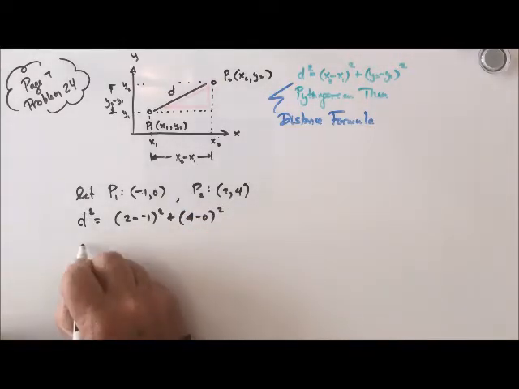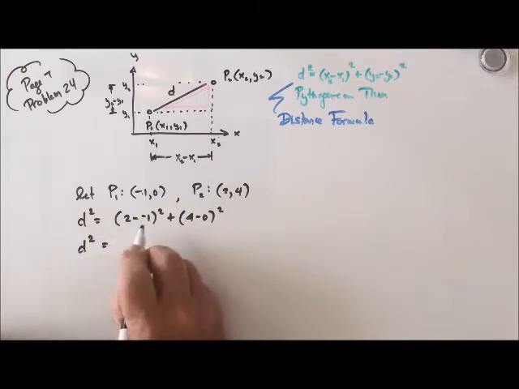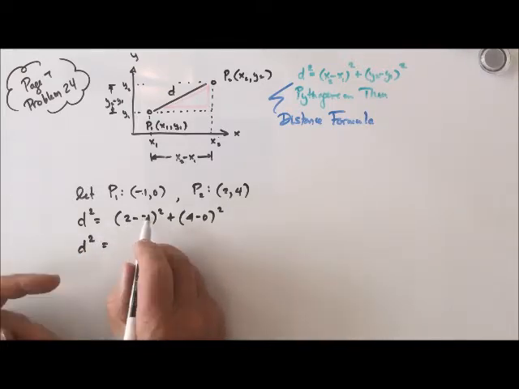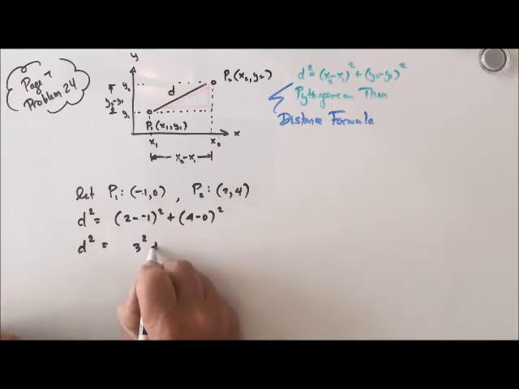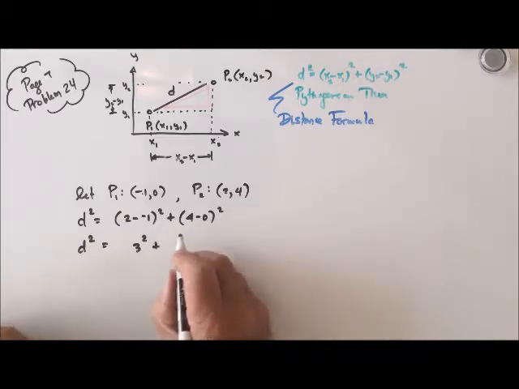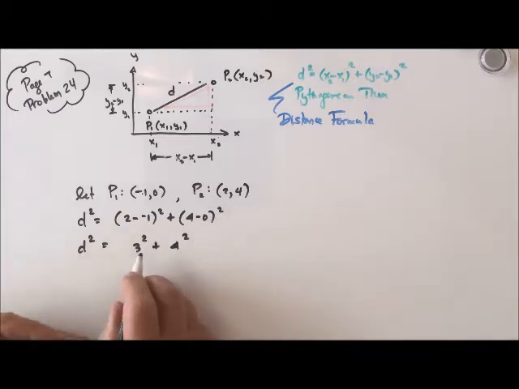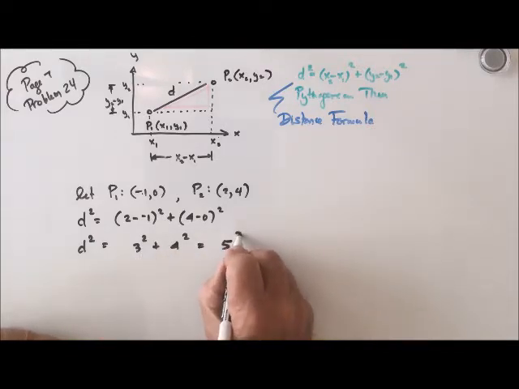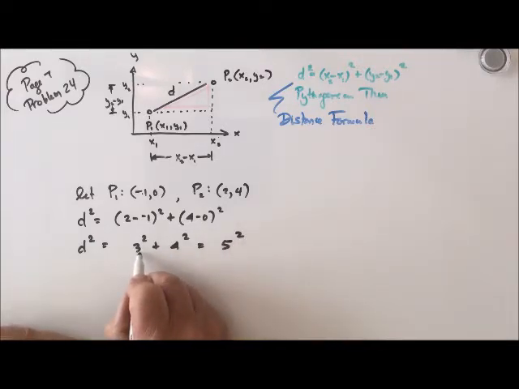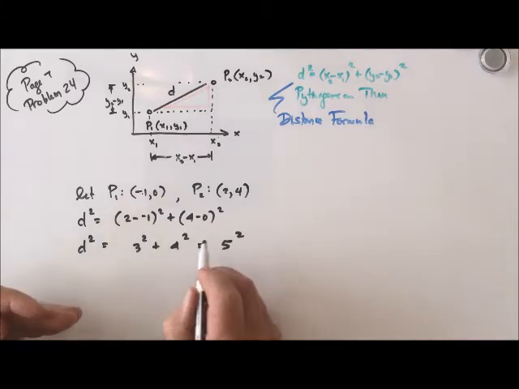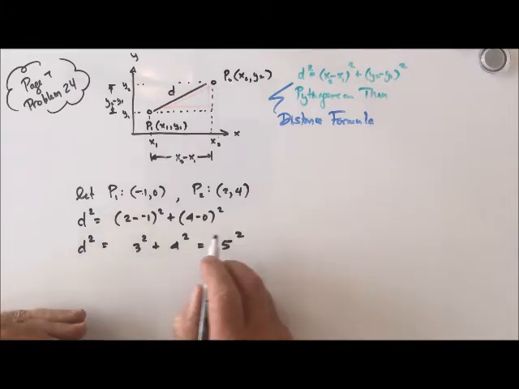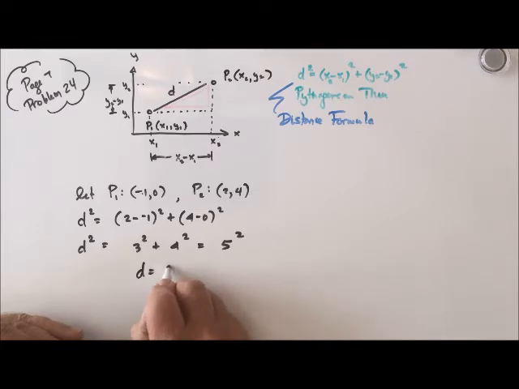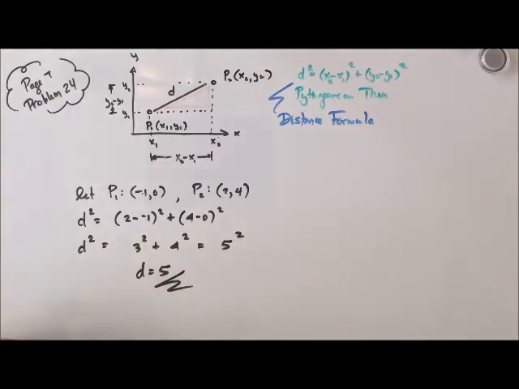And when I do this arithmetic, this d squared is 2 minus minus 1, or 3 squared. 4 minus 0 is 4 squared, and maybe you recognize the Pythagorean triplet 3, 4, 5. If you don't, you can see that this is 9 plus 16, 25, 5 squared, so d is equal to 5. And that's the end of the problem.